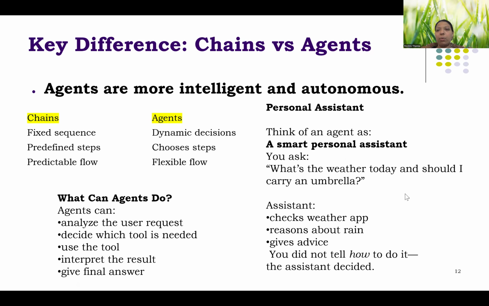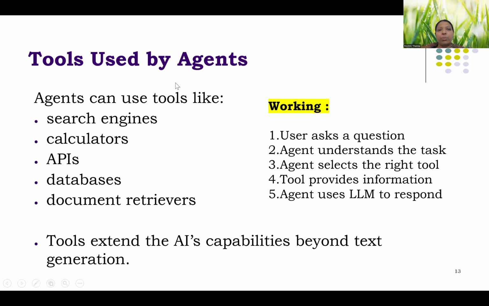And then reason: what is the reason for checking the weather? To know about the rain, and it wants to give the advice. So it will understand all these things, dynamically choose the right tools, and then give the combined output more suitable for the user. So, what are the tools used by the agents?